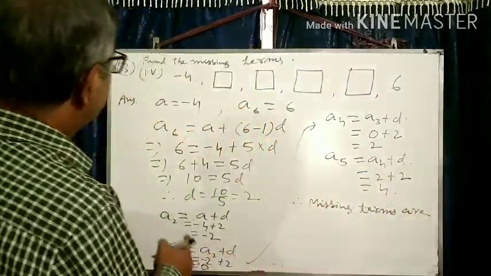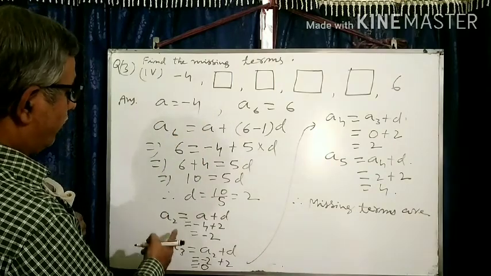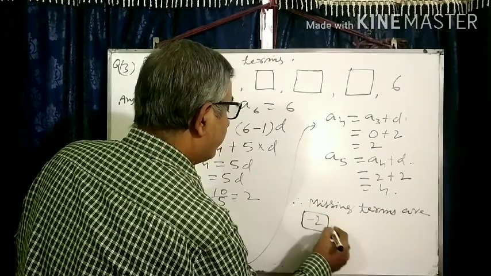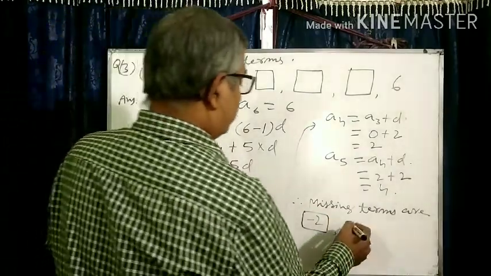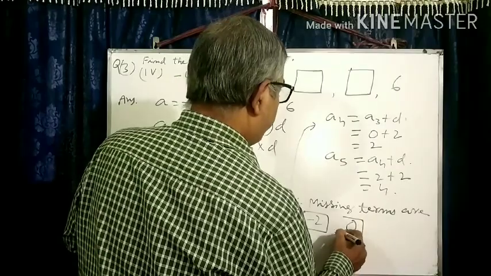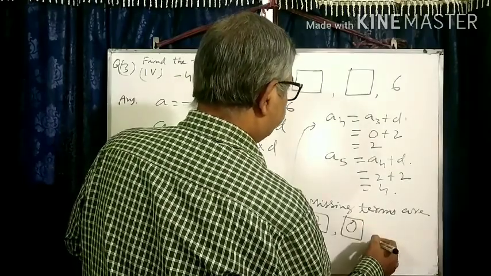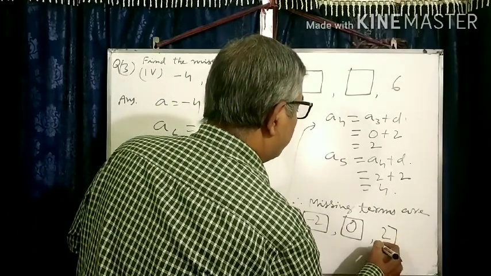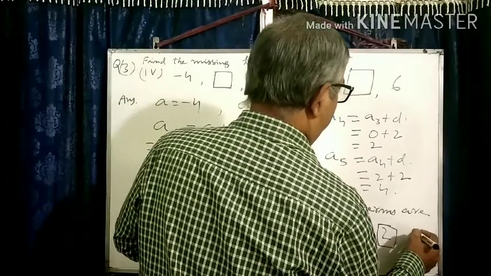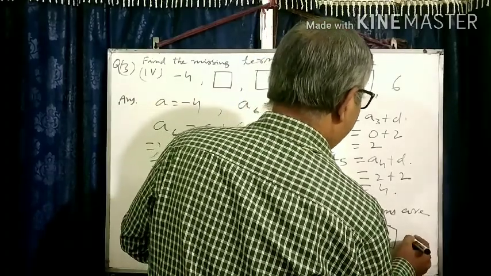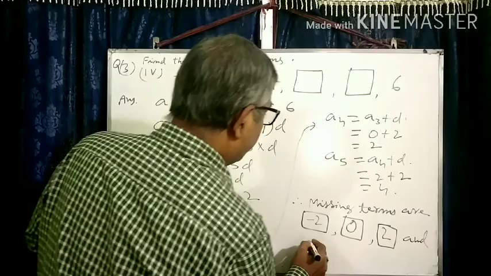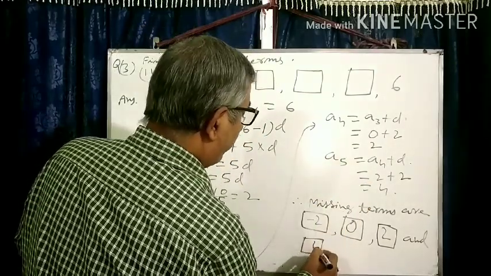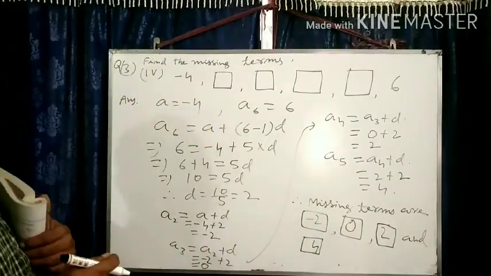Therefore, what are the missing terms? You see the second term, you got minus 2. After that 0. After that you got 2. And you get 4. In this way, you have finished up to question number 3.